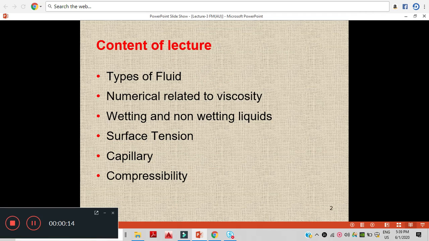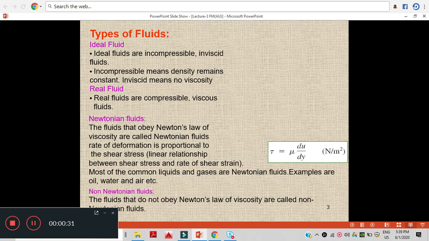The content of the lecture that we are going to cover today: the types of fluid, numericals related to viscosity that we will solve also, wetting and non-wetting liquids, surface tension, capillary and capillary effects that we will see, and compressibility of the fluid we will discuss in this lecture.